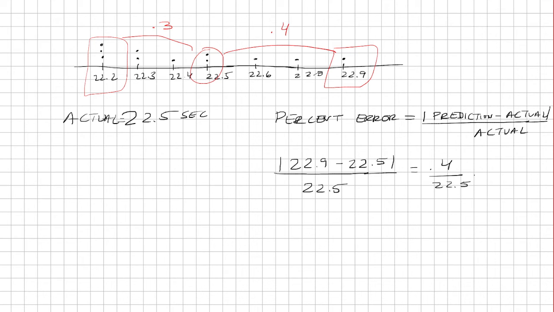Now the next step is to convert this into a percent, but first we have to write this as a decimal. So one way you can do this is multiplying both sides, or top and bottom, by 10, give you 4 over 225. And from here, if you multiply the top and bottom by 4, we get 16 over 900.